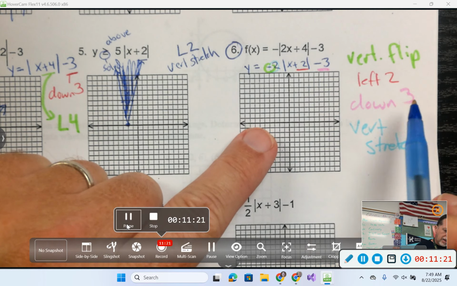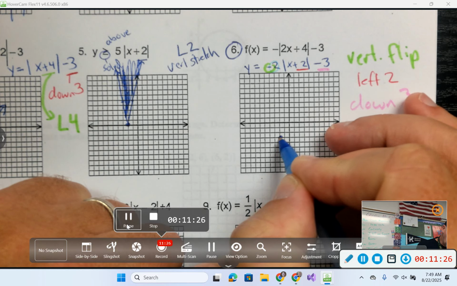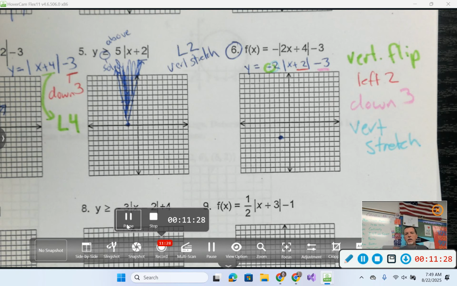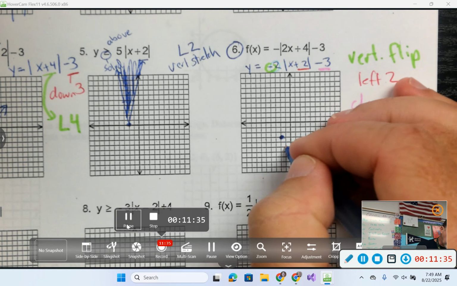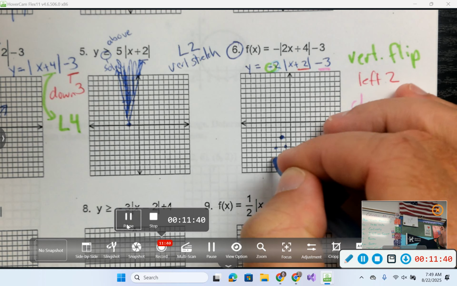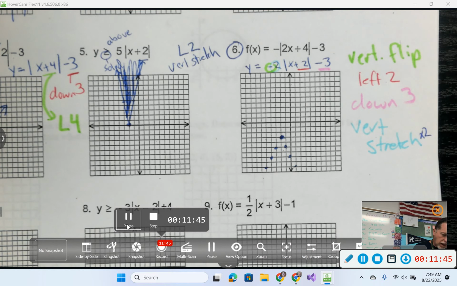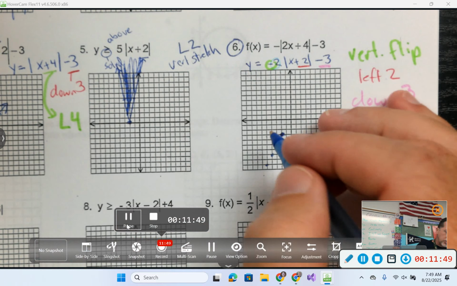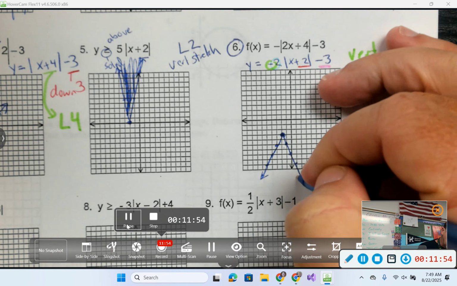Okay, that's a lot of things to keep up with. Left 2, down 3. So there's my starting point. Yeah, left 2, down 3. Flip it over and stretch by 2. So my new slope is slope kind of in parentheses or asterisk. It's not really a slope, but kind of a slope. I'm thinking about dash first dotted or dash first solid, but that doesn't matter because it's equal to. Well, I guess it does matter, but it's a solid line and there's no shading involved.